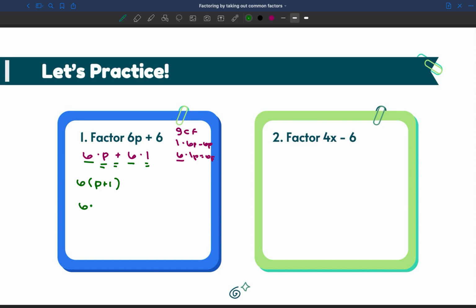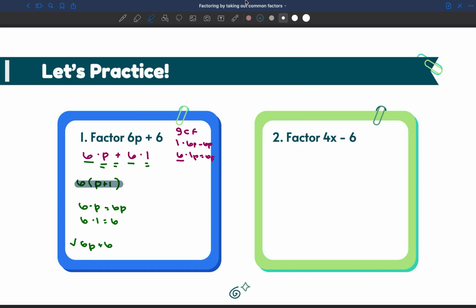So now we would have 6 times p and 6 times 1, which, 6 times p gives us 6p, and 6 times 1 gives us 6. So our final factored form would be 6p plus 6, which does match number 1. So we know that our factored form is correct.